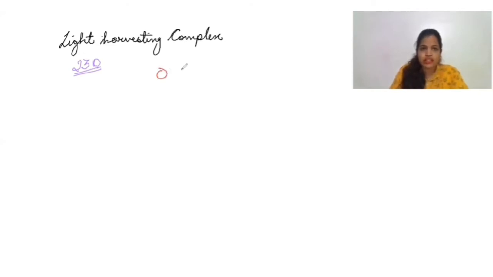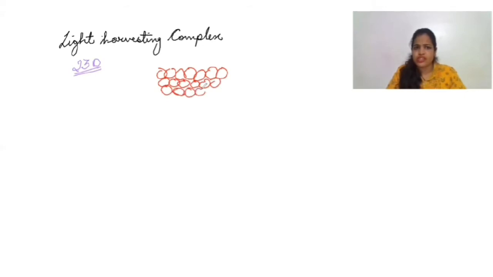So many pigments are there. Apart from chlorophyll also, like 230 molecules of chlorophyll on average are present. But other than the chlorophyll molecules also, some other pigment molecules like carotenoids, xanthophylls are also present here for trapping the photons. Chlorophyll A, chlorophyll B, or any other type of chlorophyll in the plant is also present here.